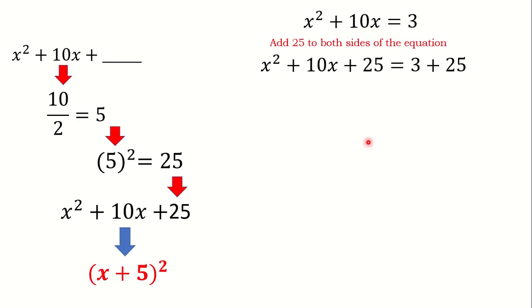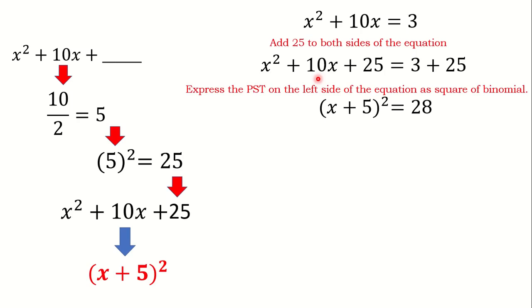So, after nyan, anong gagawin? Express the perfect square trinomial. So, yung PST is perfect square trinomial on the left side. Asan yun? Ito yon. Gagawin daw natin yan as square of binomial. Yung ginawa nyo, ito na yon, yung x plus 5 squared. So, gagawin daw natin tong nasa left side as square of binomial. So, that will be x plus 5 squared is equal to 28.